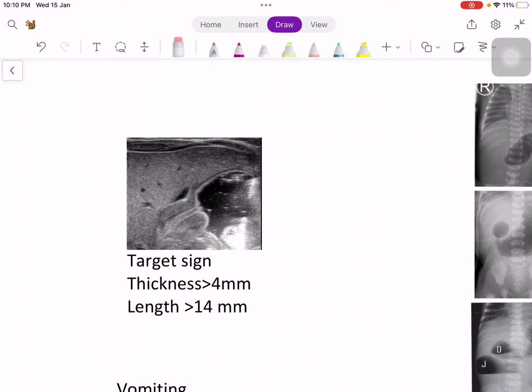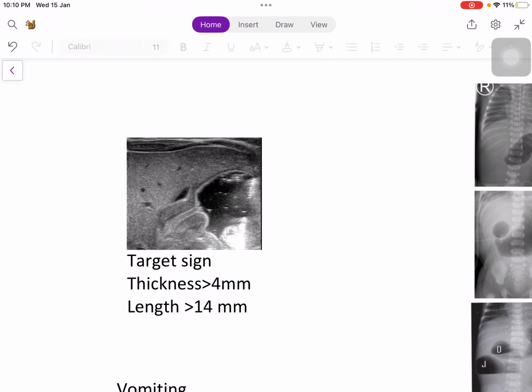And if we look at it through the stomach, then won't it appear like this, in which this is the mucosa and this is the muscle. So then it looks like a target. So it becomes target sign.